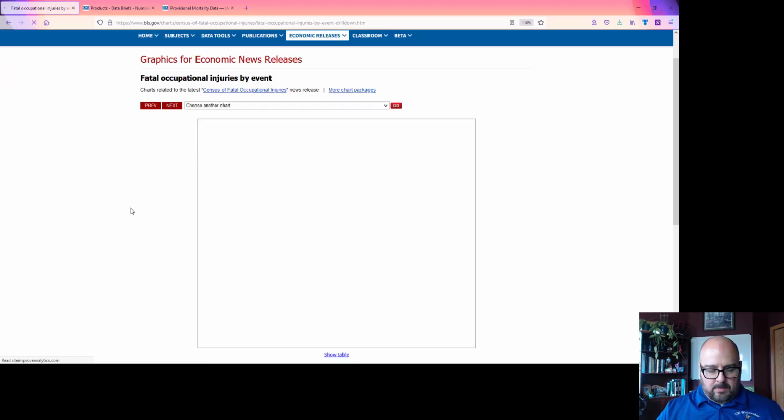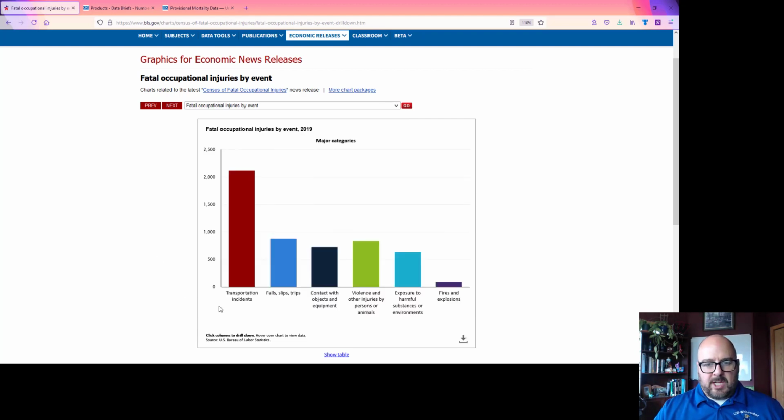Vehicular should be number 1. Slip, trip, and fall number 2. Usually this goes faster. It's just because I'm recording. Transportation, falls. Oh, it looks like violence would be number 3. Contact would be number 4. Exposure, 642, would be number 5. Fire explosion is a big drop. So the trend continued, but the numbers themselves may be of interest. I wonder what went up from 2018, and that's something I'd want you to look at.